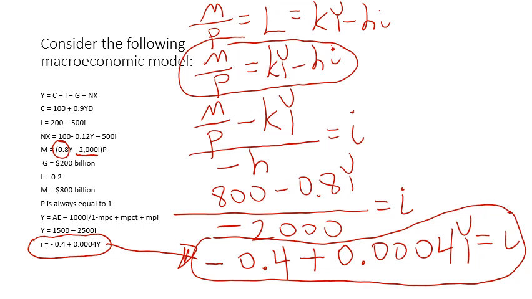Now, you're not going to be surprised if I told you that this equation, I, the interest rate, is equal to negative 0.4 plus 0.0004y, is the equation for the money market. In other words, it's the equation for the LM curve, which is part of the ISLM model.